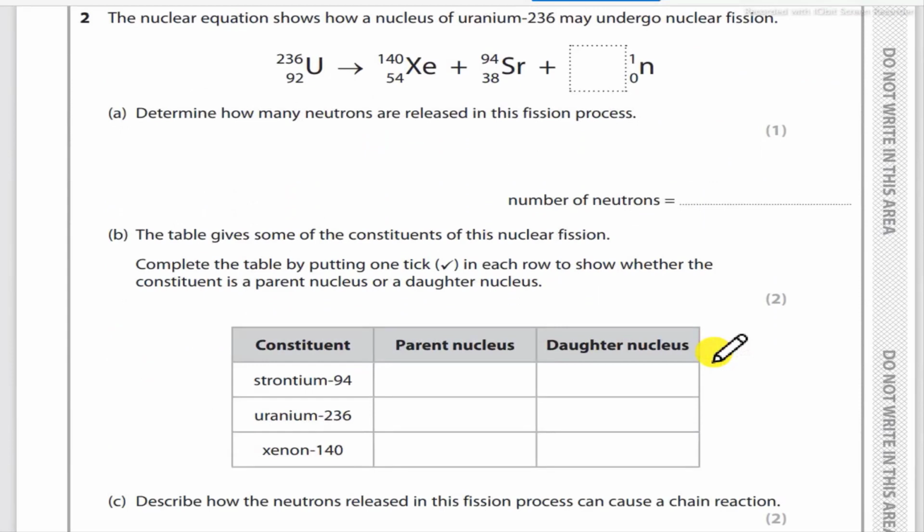Next, question number 2. The nuclear equation shows how a nucleus of uranium-236 may undergo nuclear fission. Here uranium, atomic number 92, mass number 236, splits into two smaller nuclei: xenon, atomic number 54, mass number 142, and strontium, atomic number 38, mass number 94.